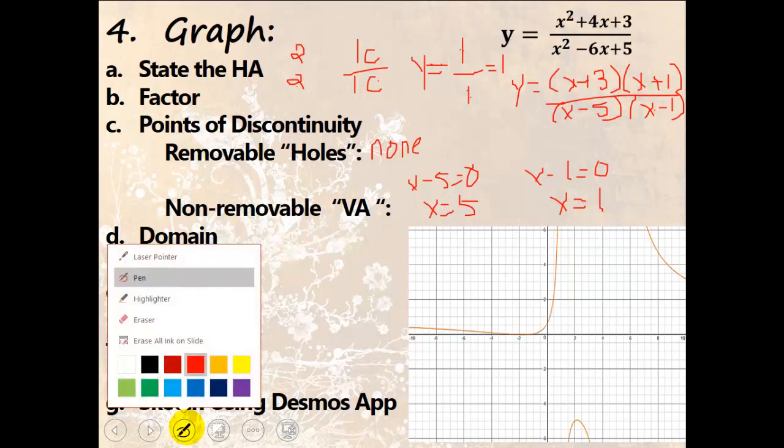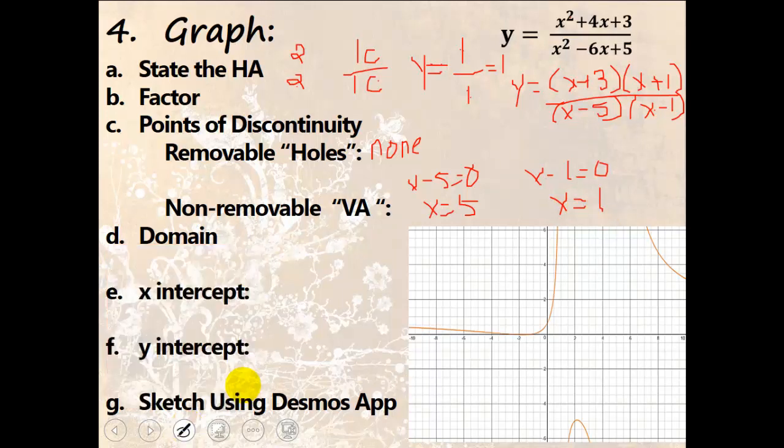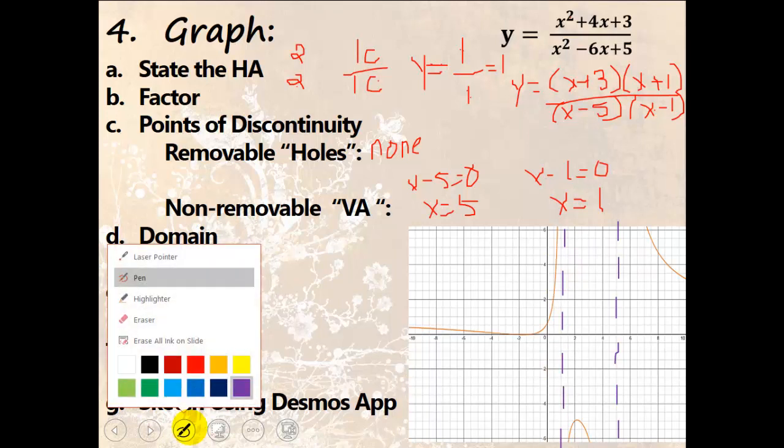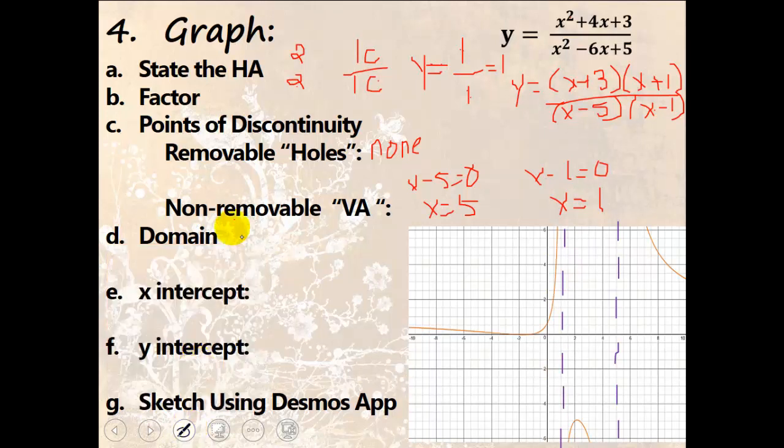Let's switch. So at 5, here's 5, and here's 1. I'll put those in. My domain is going to be every x except any of my points of discontinuity. I don't have any holes, but I have vertical asymptotes. So x cannot equal 5 and x cannot equal 1.